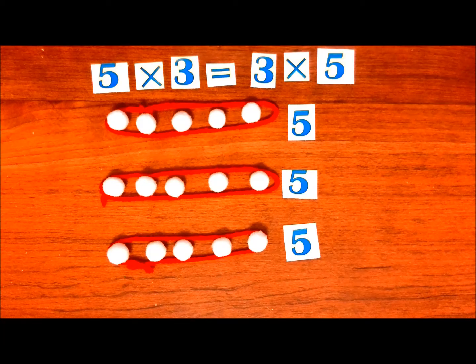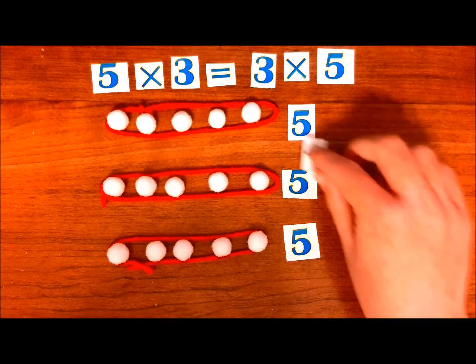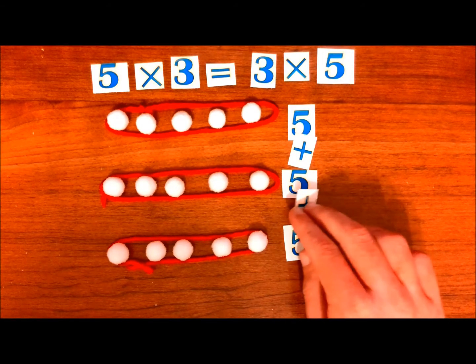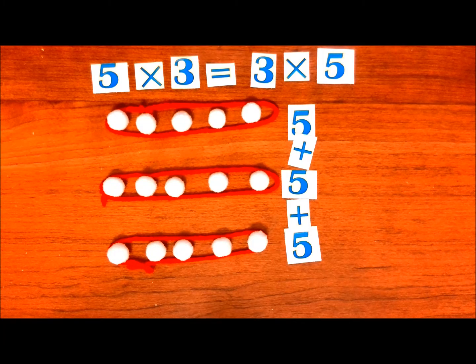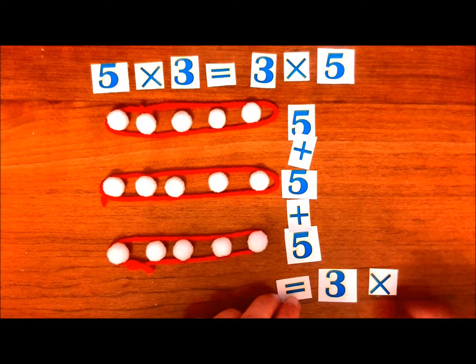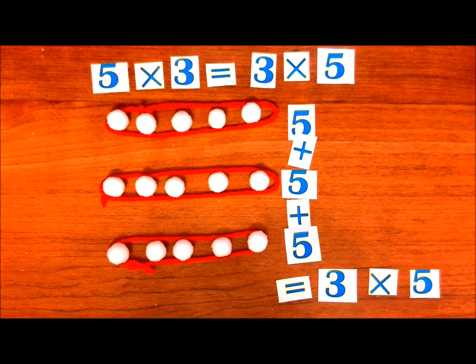We want to know what the total number of pom-poms is, so we add these numbers together. So we have 5 plus 5 plus 5. We have 3 5's, and we're adding them together. So this is equal to 3 times 5.